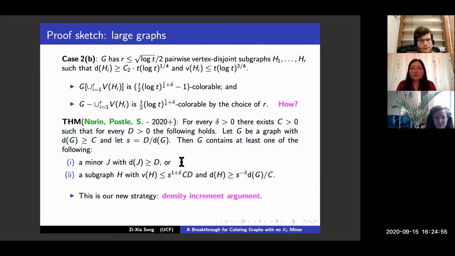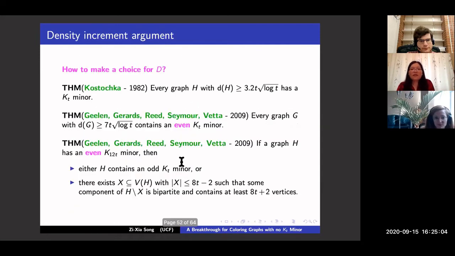And when you look at this theorem, one thing you may want to know is, how do you make a choice for D? Kostochka has a specific form for K_t minors. If the density is at least 3.2 t root log t, then you have a K_t minor. And later, Gillen, Jared, Reed, Simon, and Vita proved that if you double it, I put the 7 here just to make it look nice, I mean, you just 6.4, double the constant here would give you an even K_t minor.